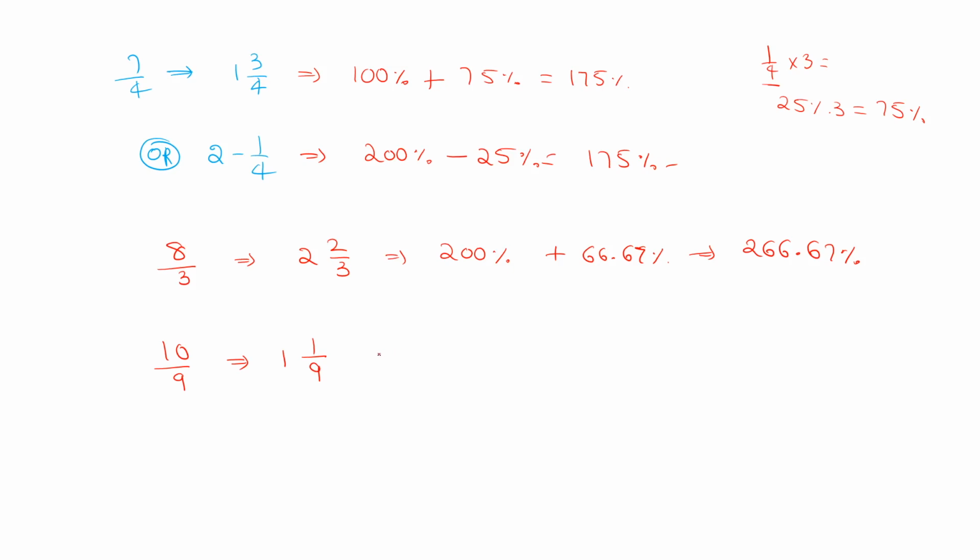Okay. If we need to write 10 upon 9, we can take it as 1 plus 1 upon 9. 1 is going to be 100%, plus 1 upon 9 is going to be 11.11%. Then the percentage representation of 10 upon 9 is going to be 111.11%.